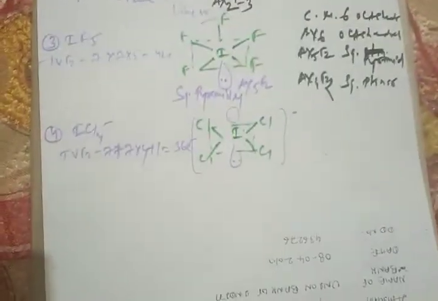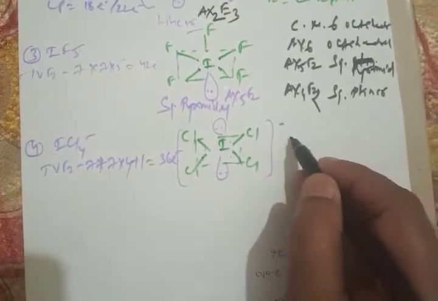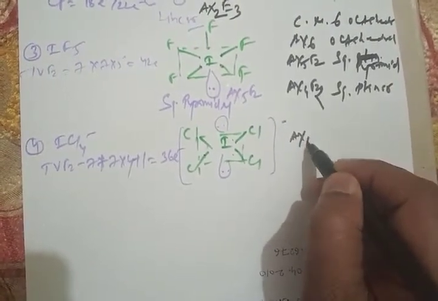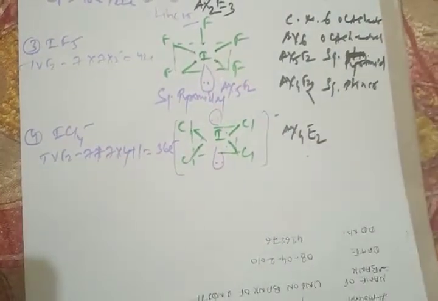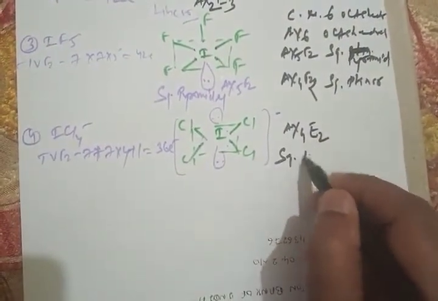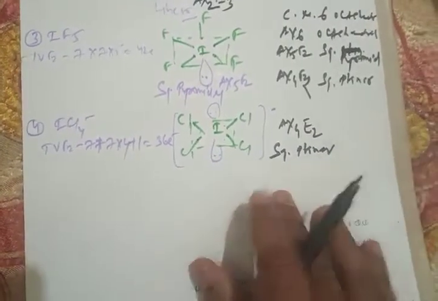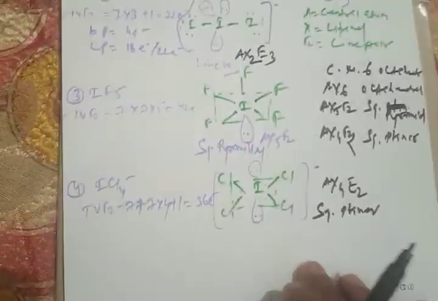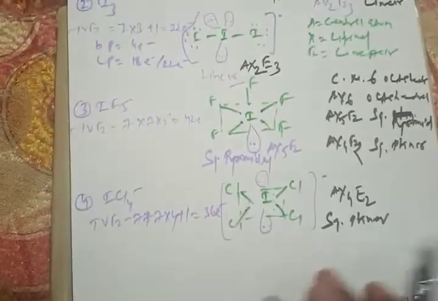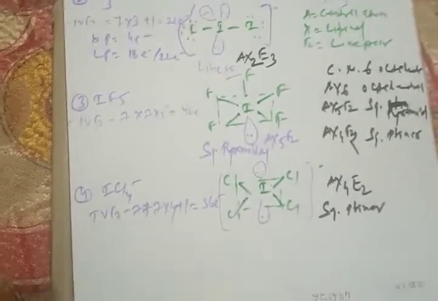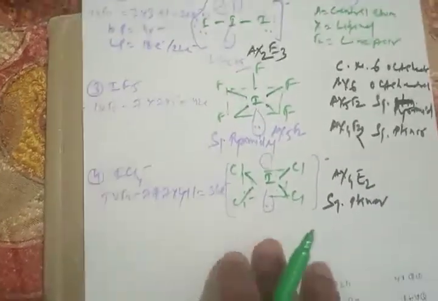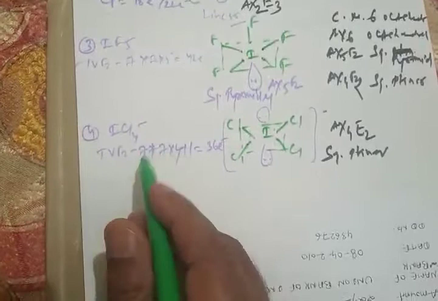Okay, so this is an example of AX4E2, like this, AX4E2. So it is square planar. So this is how you have to complete the structure of different species. You can take any structure and go for that. So this is all from my side for the halogens and the p block elements of your syllabus. The inorganic syllabus is complete here now.